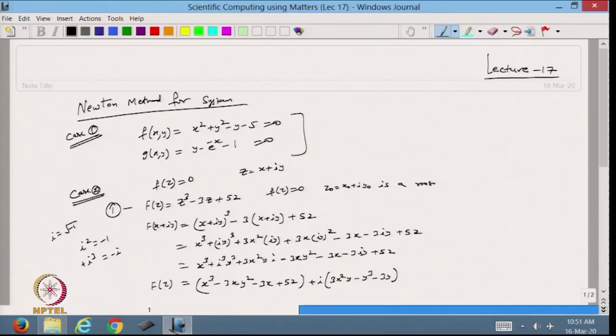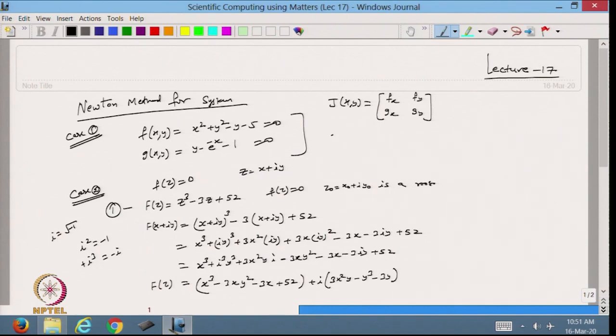So, let us start from here. I am taking the Jacobian now. Jacobian basically is this one, that is my f x, f y, g x, g y. So, this is the Jacobian we are going to find from here.